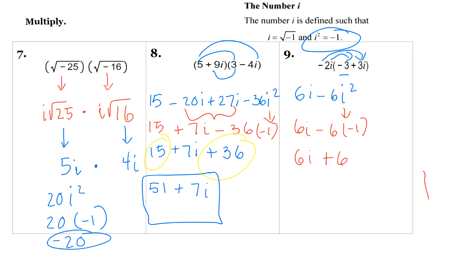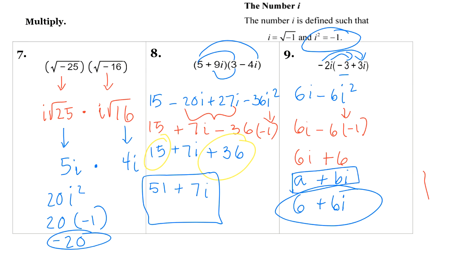And then I need to switch it around. It has to be in the form a plus bi, so 6 comes first, plus 6i. So the final answer is 6 plus 6i. So we just need to rewrite it.